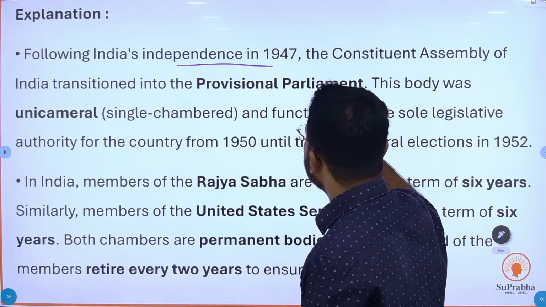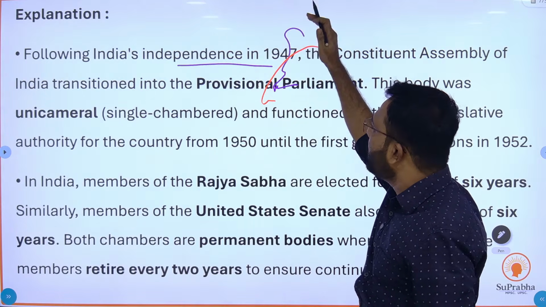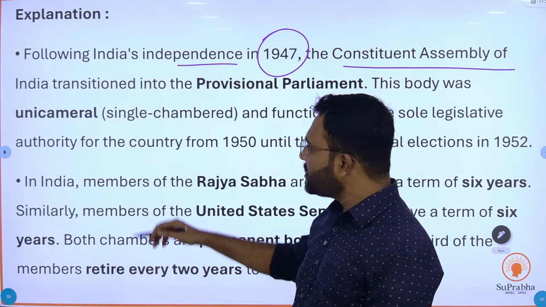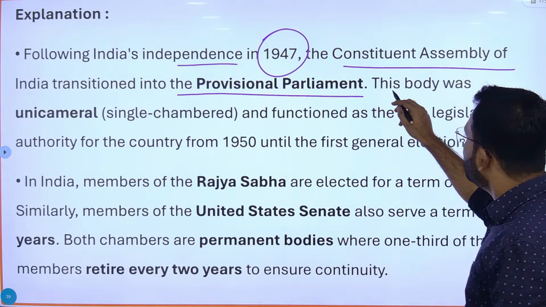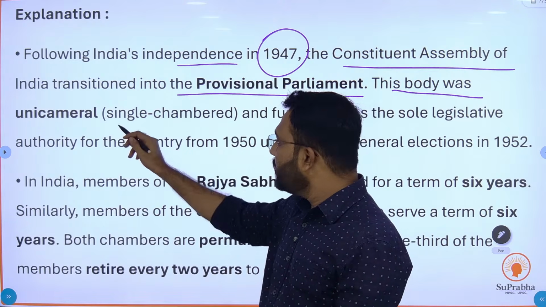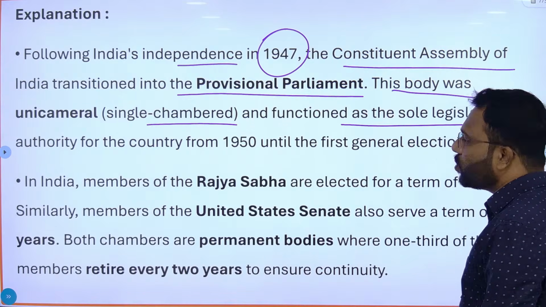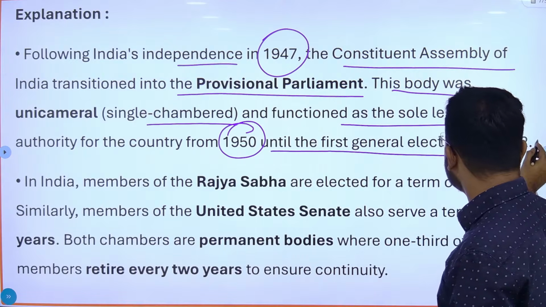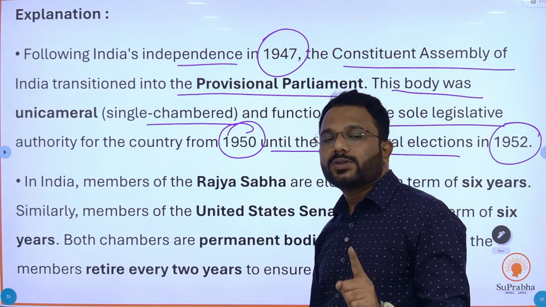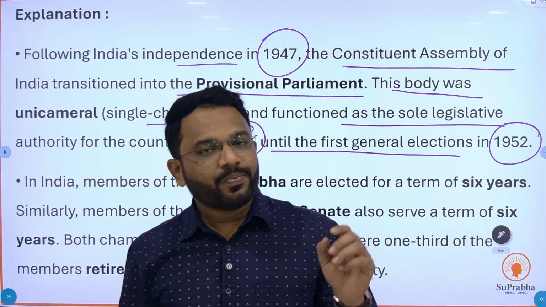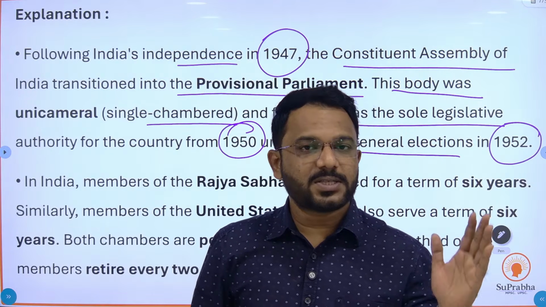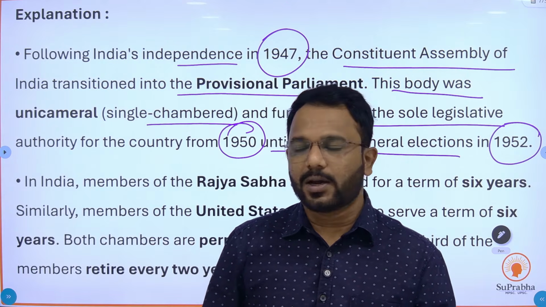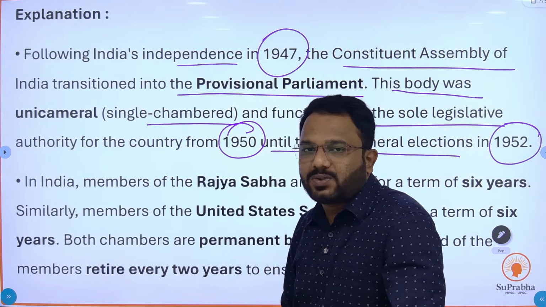Following India's independence in 1947, the Constituent Assembly of India transitioned into provisional parliament. This body was unicameral, meaning single chambered, and functioned as sole legislative authority for the country from 1950 until the first general election in 1952. So this is the most important information for you, that it was a unicameral legislature from 1950 to 1952 when the first general elections were held. They might ask you a question related to this, that's why I am giving this info.